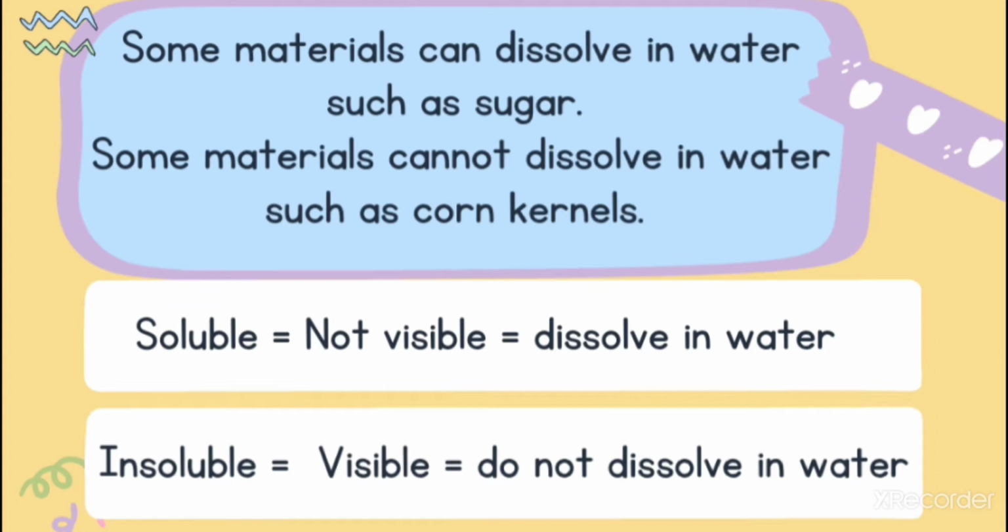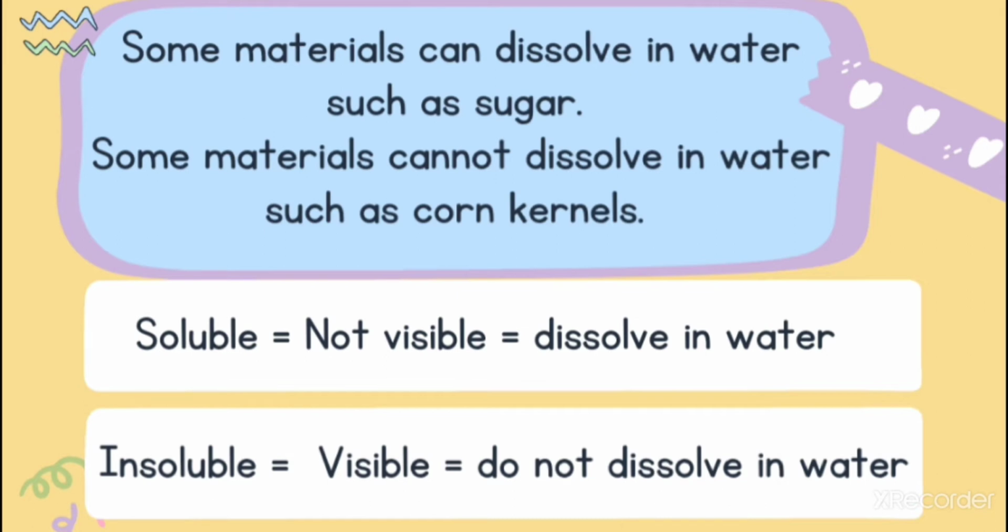Okay, soluble materials means, okay, the materials are not visible. Okay, you can't see the materials because they have mixed together with the water. Okay, telah bercampur dengan air, is not visible. Awak tak boleh tengok dia lagi, tak nampak. Okay, so it means the materials can dissolve in water. Okay, bahan itu boleh larut dalam air.